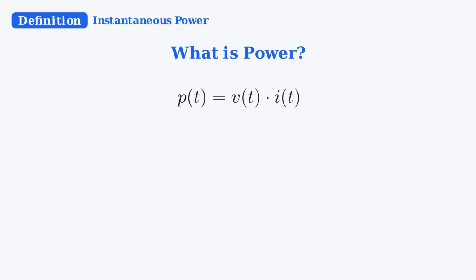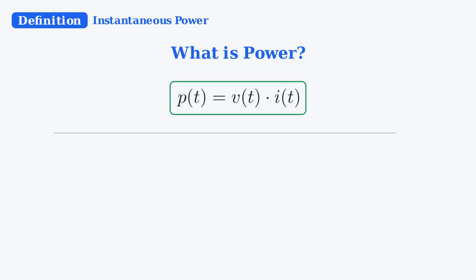Power tells us how fast energy is being transferred in a circuit. The instantaneous power is P of t equals V of t times I of t. Voltage is in volts, current is in amperes, and their product gives us power in watts. 1 watt equals 1 joule per second.